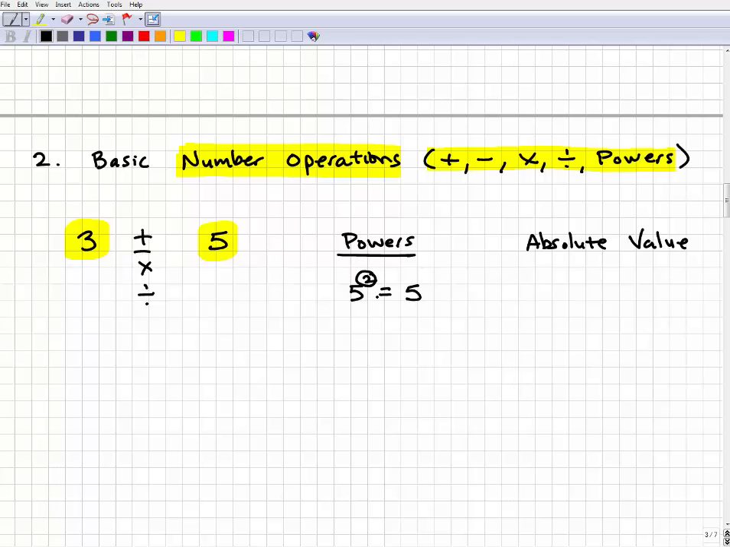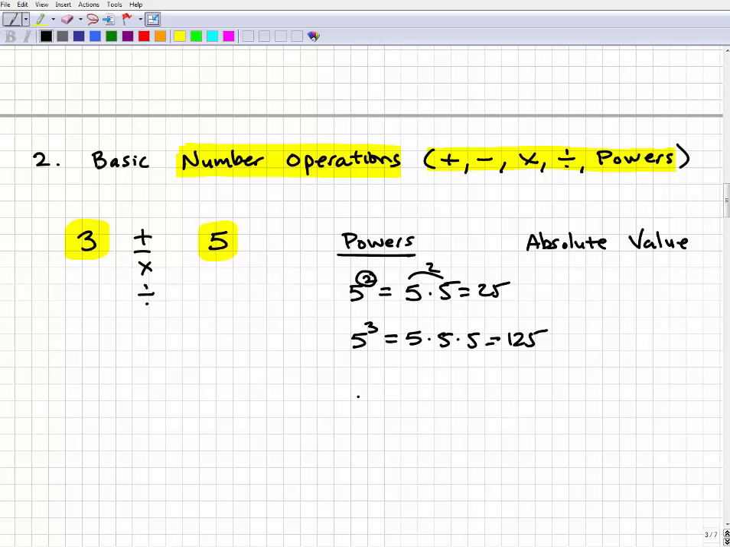So 5 times 5, that's 2 times. So my answer is 25. So 5 squared is 25. Likewise, if I have 5 cubed, 5 to the 3rd power, take 5 and multiply it by itself how many times? 3. So 5 times 5 times 5, I have to do that math, and that turns out to be 125. So that's how powers work.